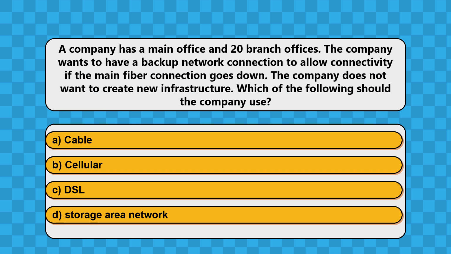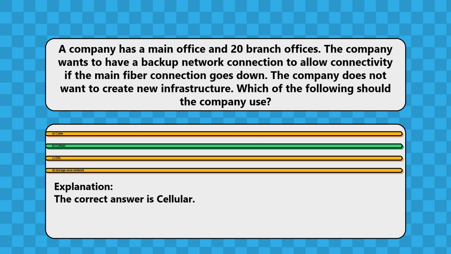Question 61. A company has a main office and 20 branch offices. The company wants to have a backup network connection to allow connectivity if the main fiber connection goes down. The company does not want to create new infrastructure. Which of the following should the company use? Option A, cable. Option B, cellular. Option C, DSL. Option D, storage area network. The correct answer is option B, cellular.